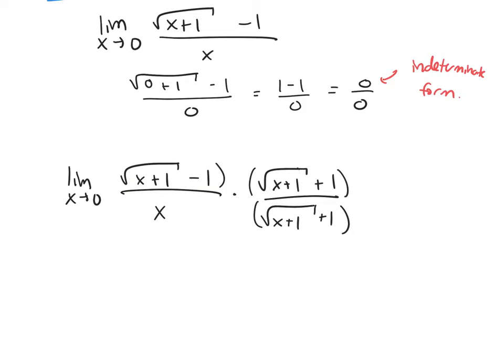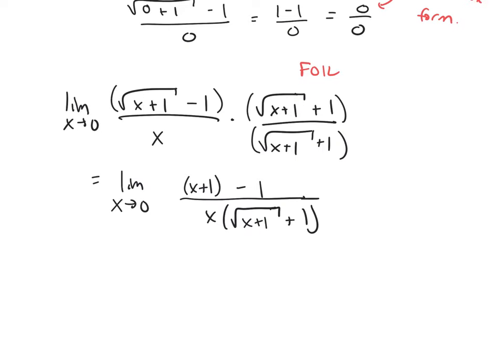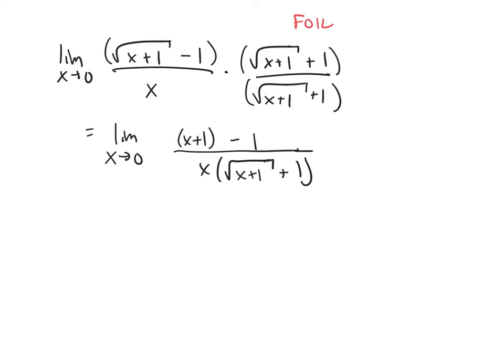I'm not changing anything. But now, when I distribute, remember in the top you have to FOIL. So when you FOIL, you're going to get x plus 1. The square roots will cancel. And then the inner and the outer term will cancel because they have opposite signs. So you just have first and last here. And I'm just going to leave the denominator like it is. I'm not going to multiply or distribute that out. So now if we simplify in the numerator, we're going to get x.